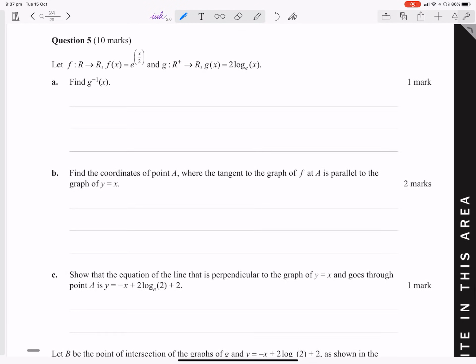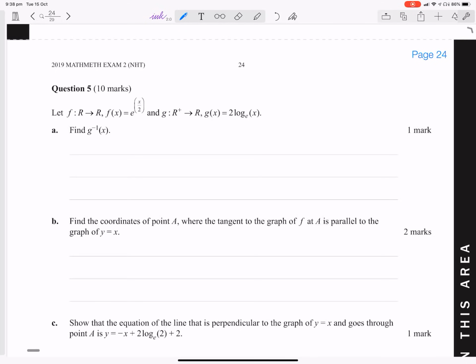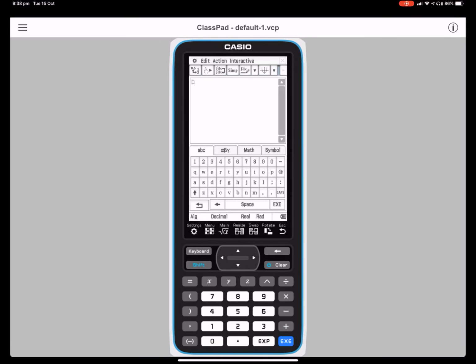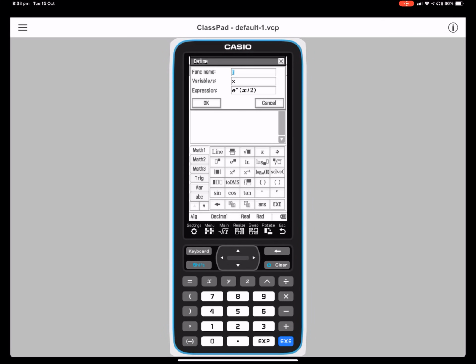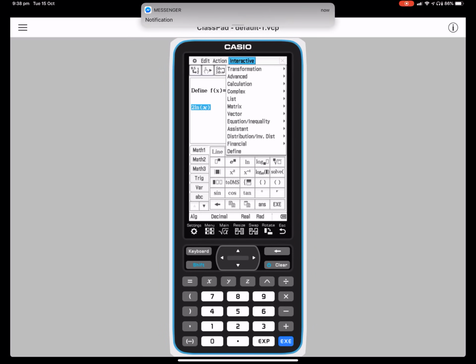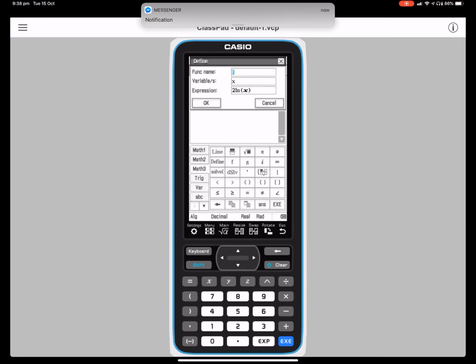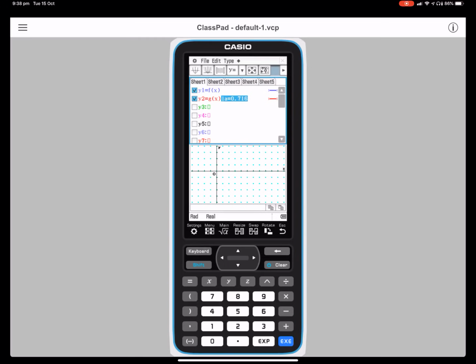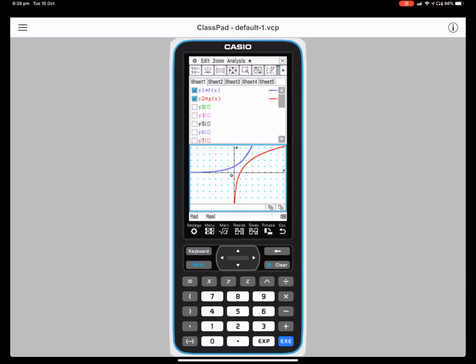Okay, let's define these. e to the x on 2, and 2 log e x. e to the x on 2, and 2 natural log of x, define as g of x. Let's go in and sketch them, make sure they look the same. They do.